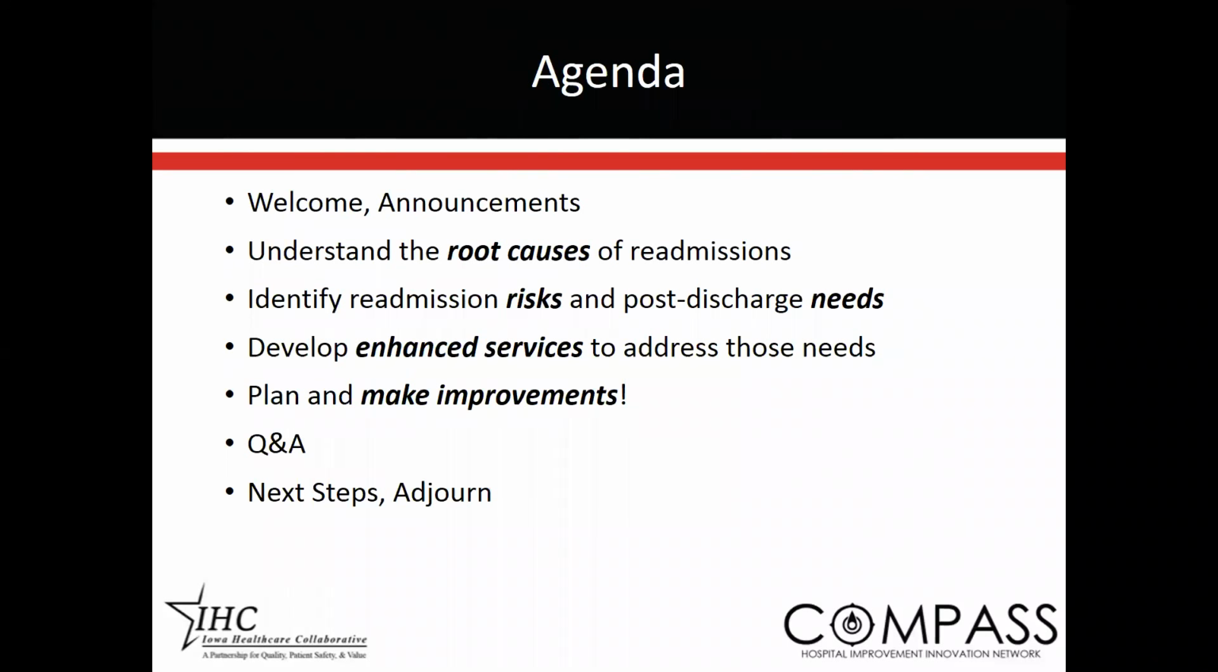Okay, so here is today's agenda. We want to welcome you and go over some brief announcements. Then we're going to move into really understanding the root causes of readmissions and overviewing some strategies for doing that. We're going to talk about identifying readmission risk and post-discharge needs, and then using that information to develop some enhanced services that help address those needs. We want to encourage you to use all this information to plan as you make some improvements in your facility. We'll wrap up with a Q&A and then finally go over some next steps before we adjourn.